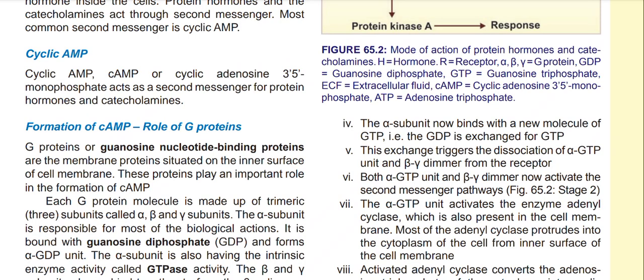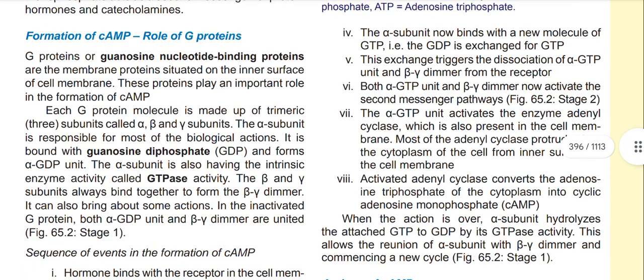G proteins or guanosine nucleotide binding proteins are the membrane proteins situated on the inner surface of the cell membrane. So what is G protein? G protein or guanosine nucleotide binding proteins are the membrane proteins which are situated on the inner surface of the cell membrane. Now these proteins play an important role in the formation of cAMP. Each G protein molecule is made up of trimeric or three subunits called alpha, beta and gamma.